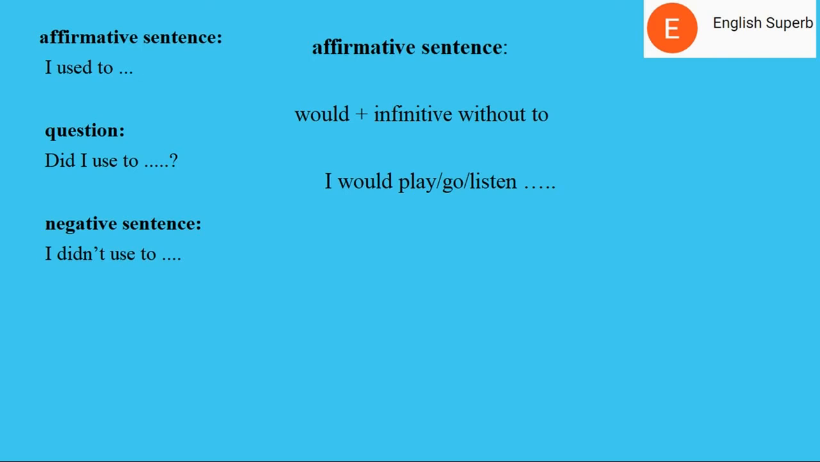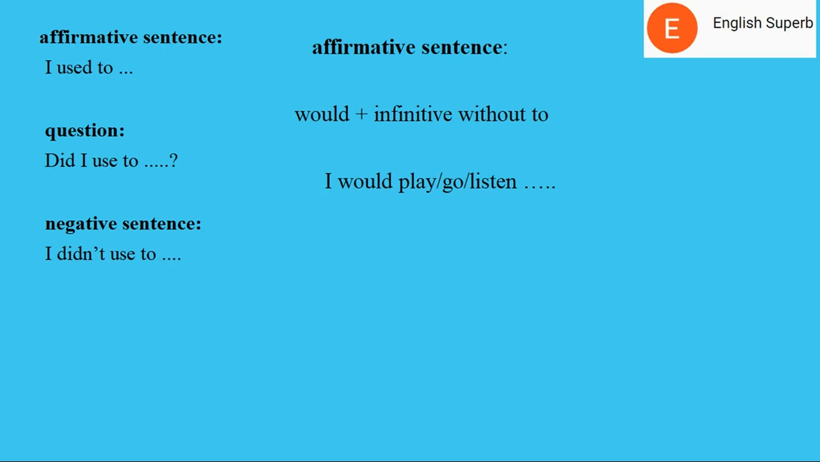In an affirmative sentence, we use used to do something. In a question, we will need the auxiliary verb did: did somebody use to? And in a negative sentence, we will again need the auxiliary verb did in a negative form. So, someone didn't use to.